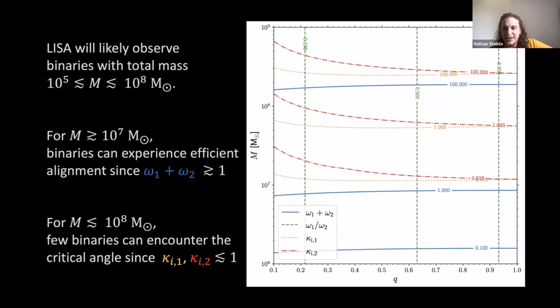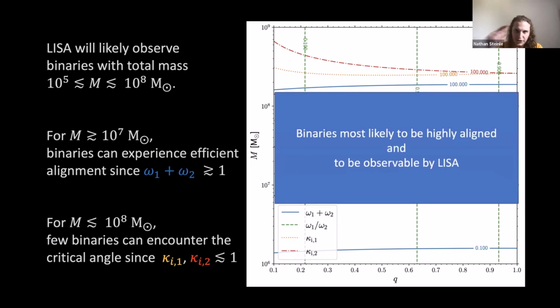Now, putting those things together real quickly, returning to the contour plot, LISA will likely observe binaries with total mass, roughly, kind of naively, between 10 to the 5 and 10 to the 8 solar masses. And from what we just learned, if the total mass is sufficiently large, then binaries can experience sufficient alignment because some of the omegas will be large. However, if the total mass is not too large, then few binaries will encounter the critical angle. So this implies that there's kind of like a box in this parameter space that contains binaries that are most likely to be highly aligned and to be observable by LISA.